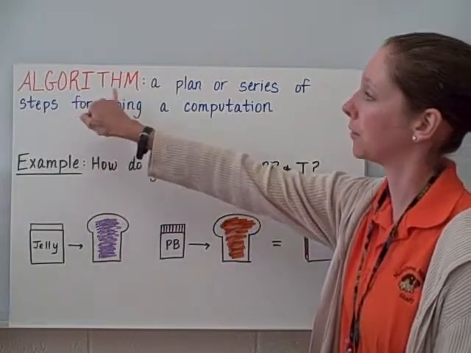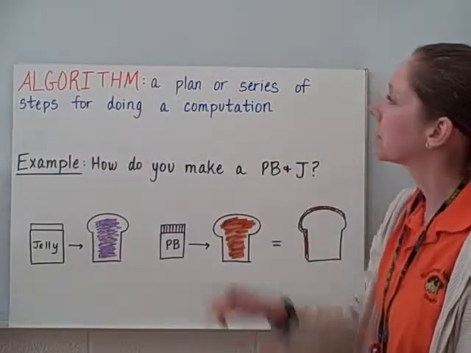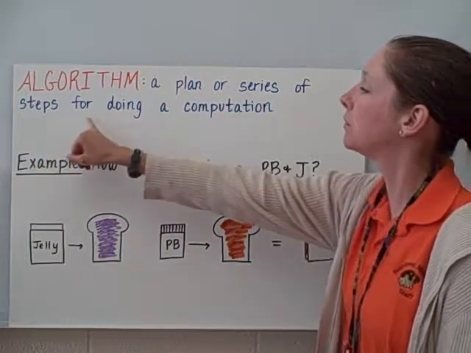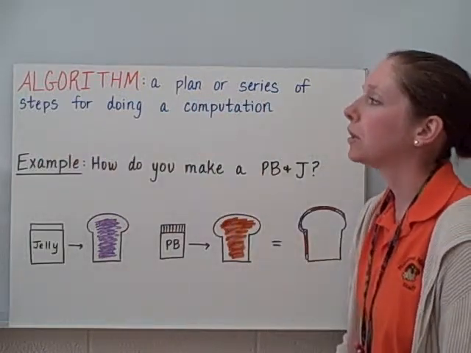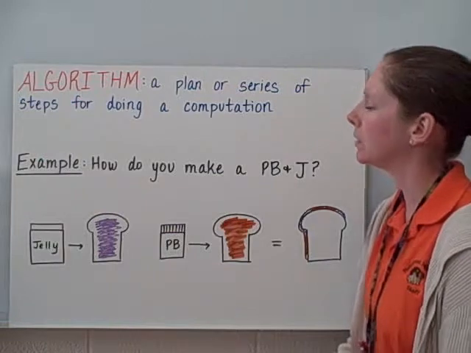So our next word is algorithm. Definitions are in blue. A plan or series of steps for doing a computation. So think about what that means for math. Plan or series of steps.